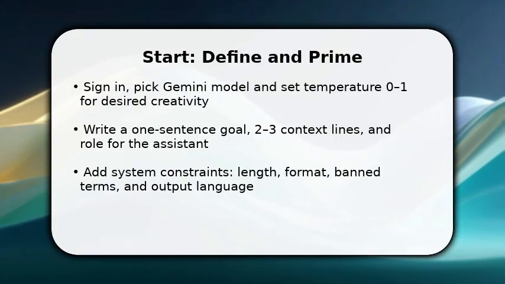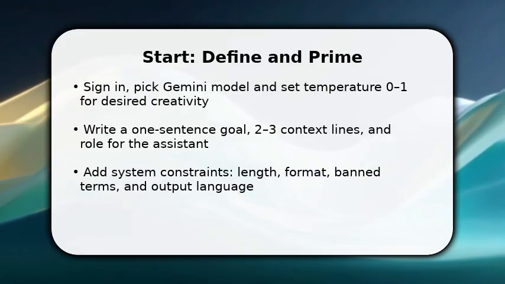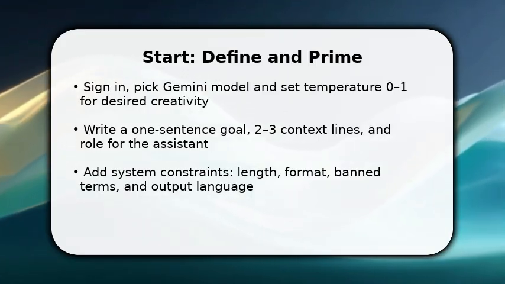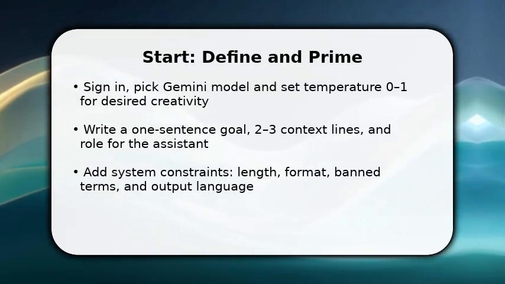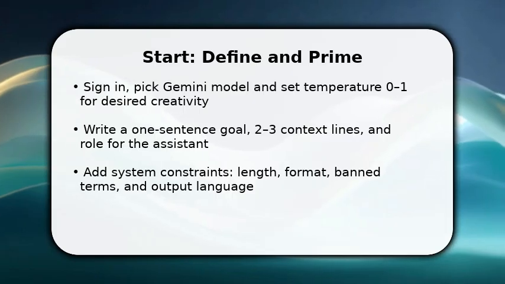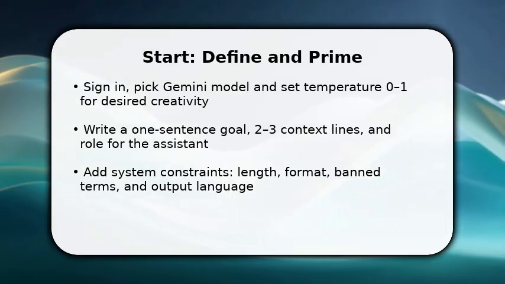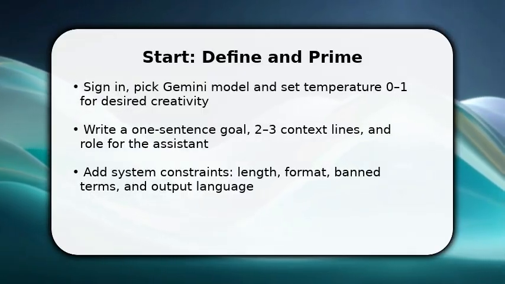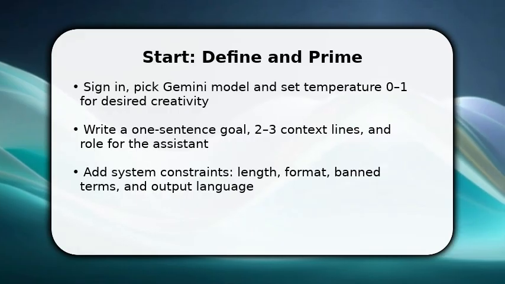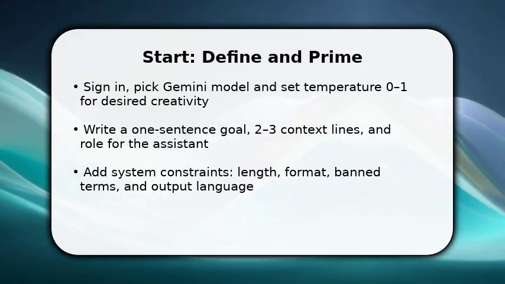You begin by specifying a clear goal and immediate context so Gemini knows your intent. Once done, prime the system with a brief role and explicit constraints: length limits, format, and forbidden content. Make sure to choose the model and temperature that match your needs, lower for precision, higher for creativity. Then give one concrete example of desired output.